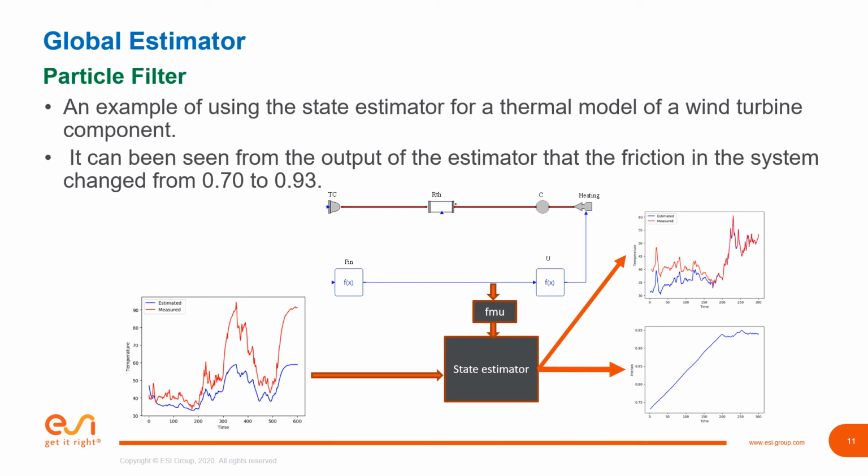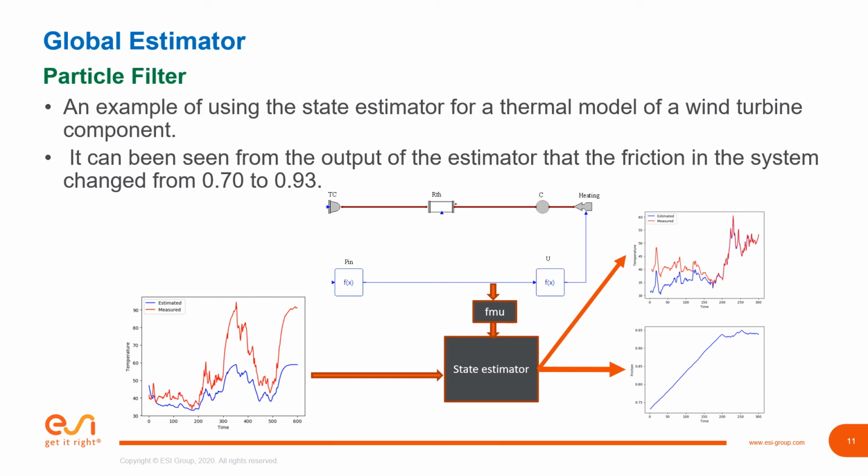We chose particle filter to implement the global estimator, and particle filter can use the model as a black box. No need to know the mathematical equations for the model. So what we have here is an example: a thermal model, and data from a wind turbine component, and there was actually a fault in the thermal data. If we look at our model here, we have 4 parameters: friction, heating capacity, thermal resistance, and the cooling system temperature.